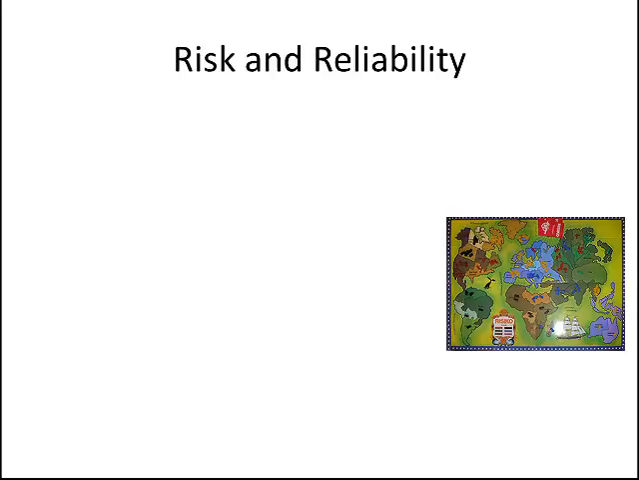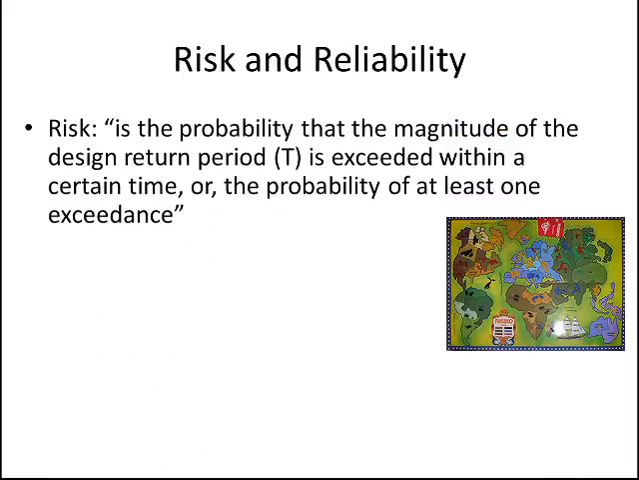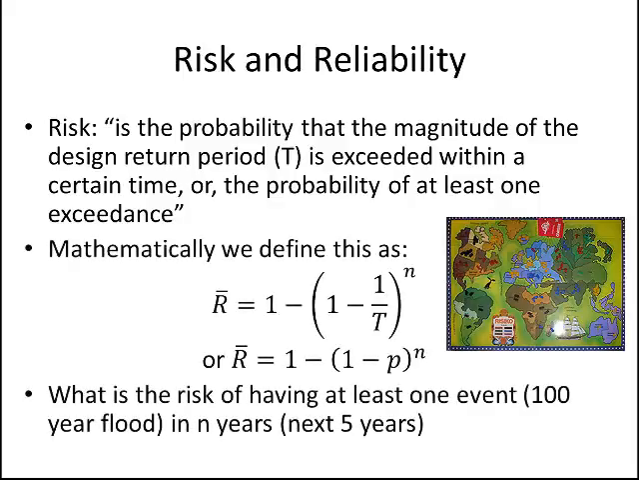Okay, so the last part of lecture one here is talking a little bit about this thing we call risk and reliability. Risk is defined as the probability that the magnitude of the design return period, which is T, goes back to our return period we were talking about, is exceeded within a certain time, or the probability of at least one exceedance, right? So it's a little different than how we were looking at the examples earlier. So mathematically, we can define risk as this equation here.